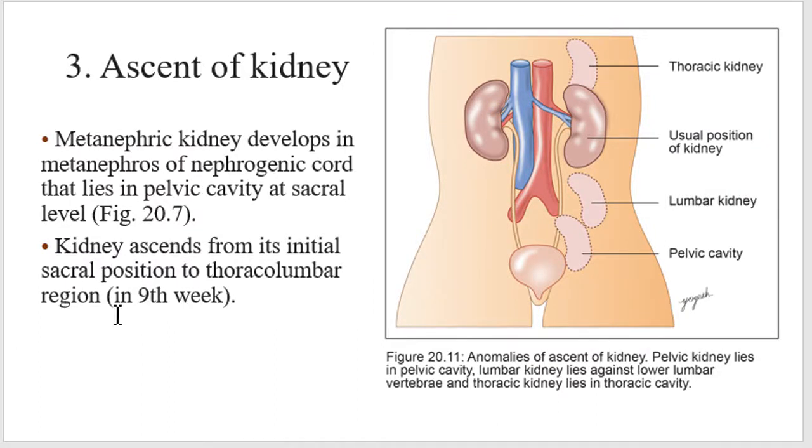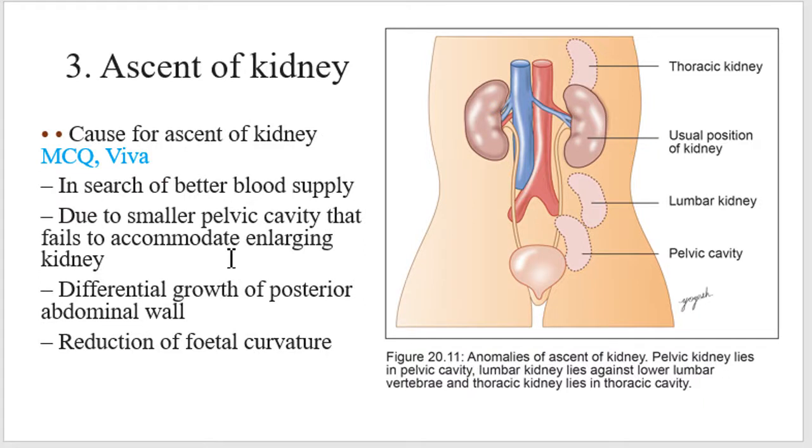The kidney ascends from the sacral position to the thoracolumbar region. The ascent of the kidney is due to the search for a better blood supply, the small pelvic cavity failing to accommodate the enlarged kidney, differential growth of the posterior abdominal wall, and reduction of the fetal curvature.